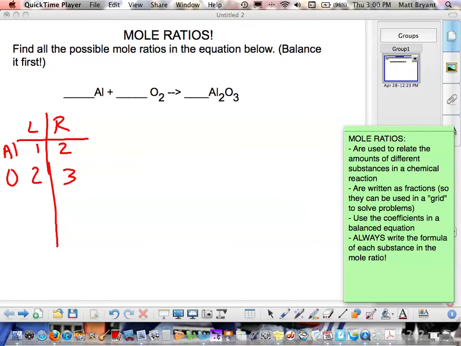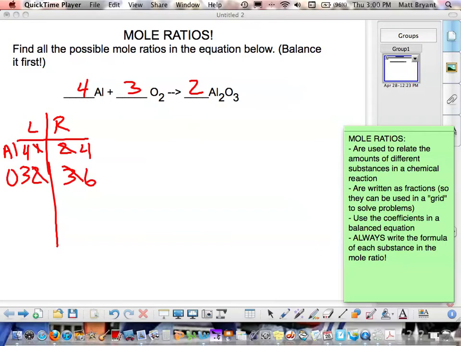So, if we put a 3 in front of, no, actually, let's put a 2 first in front of aluminum oxide, rather, on the right side to make things even. So I'll go ahead and put a 2 there. That changes this to 6 oxygen, changes aluminum to 4. If we go on the other side, we can change aluminum to 4 really easily, and then, to give us 6 oxygen atoms, we can put a 3 in front of oxygen.